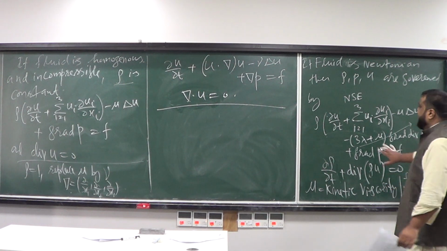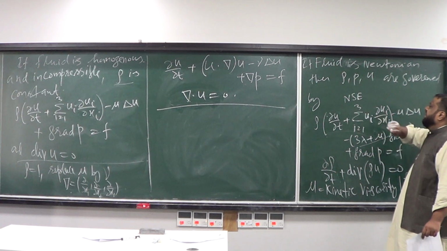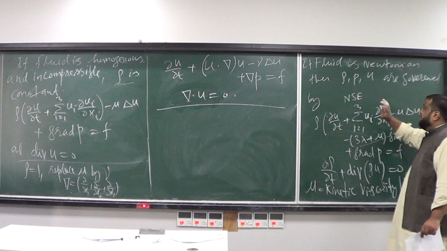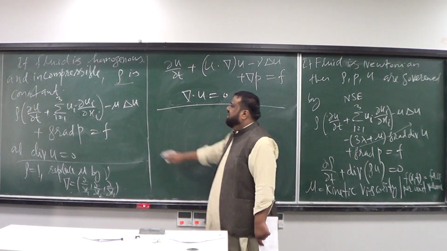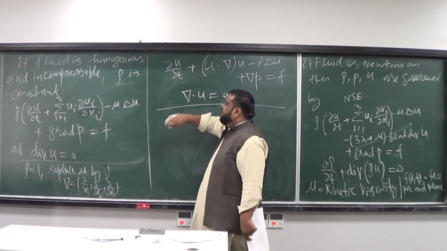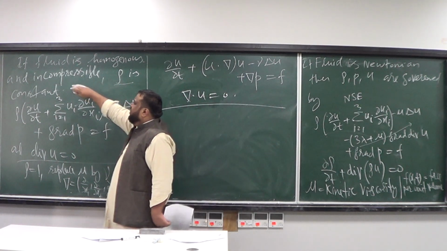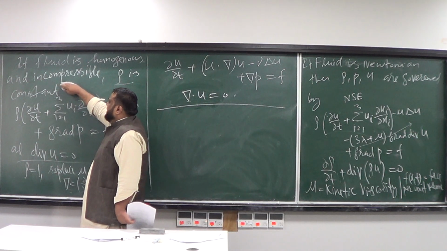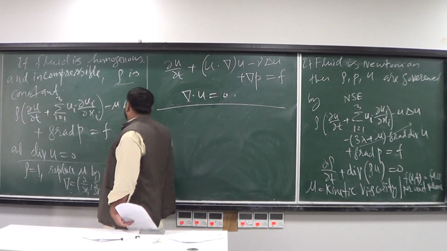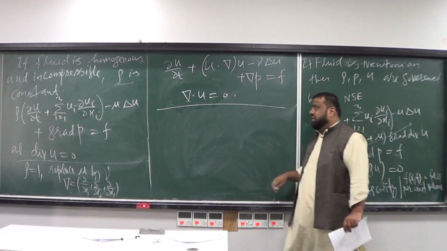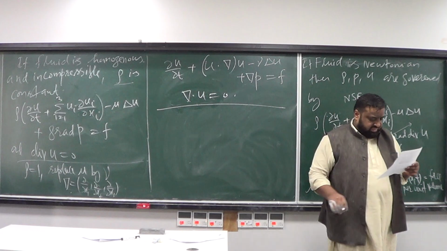So here's a generic equation in which rho, p and u, the density, pressure and velocity, are governed by this equation. But if you make an assumption that the fluid is homogeneous, in other words that rho is constant, the equation will reduce to this equation, and if you make an assumption that your fluid is incompressible, then this will lead to the del dot u equal to zero condition. So this is sometimes also called the incompressibility condition.